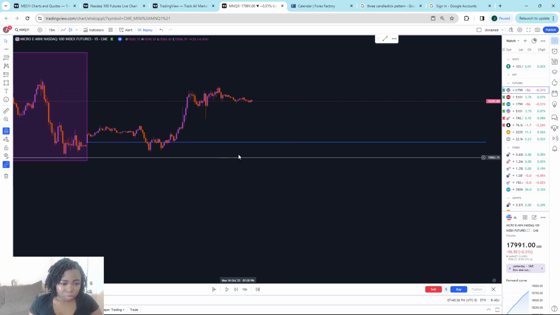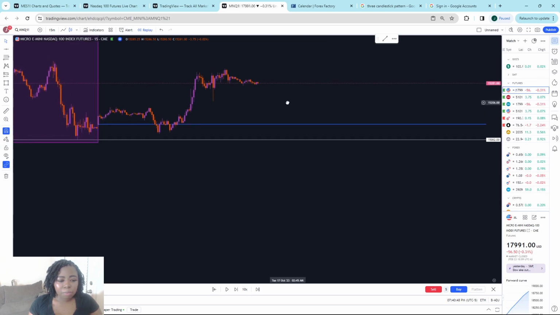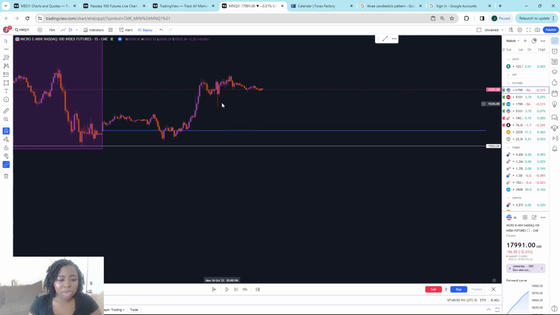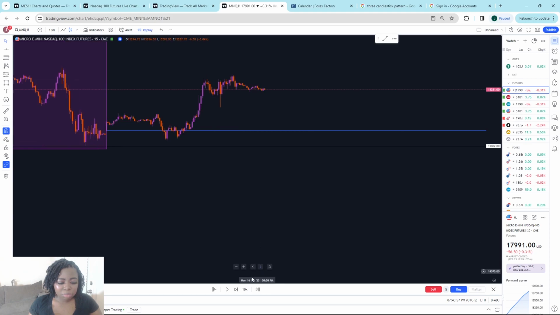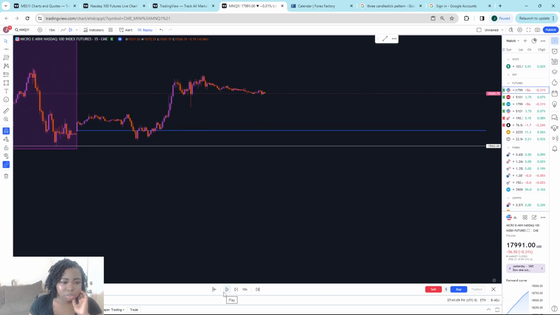So like I said before, I'm just waiting to see some sort of confluence that will give me an entry to get in for a short here. And so far what I'm looking at is I see this draw of liquidity right here that possibly could be taken out. And so I'm just going to hit play, and I'm just going to wait for price to give me something.